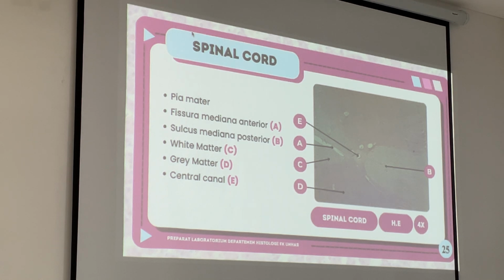Okay. You can see this is the gray matter, this is the white matter, and this is the canalis centralis, or central canal. It will be surrounded by the ependymal cells. To see which one is the anterior and which one is the posterior, we can see the fissure here. The fissure signs that it's the anterior part, and if there's no fissure, it means the posterior part. If there's a small gap like this one, this is the fissura mediana anterior, and if there is no gap, it means the sulcus medianus posterior.